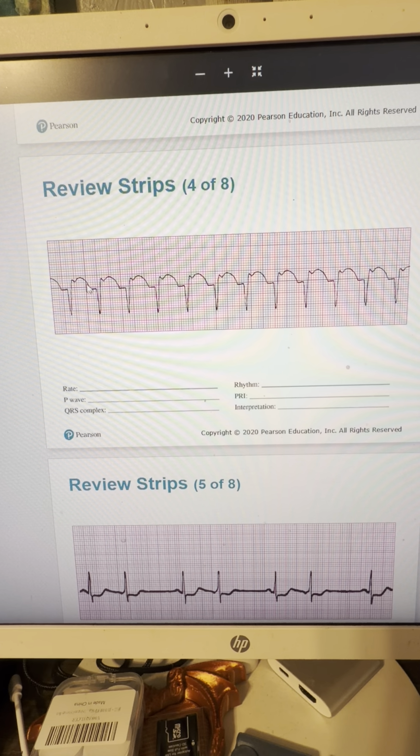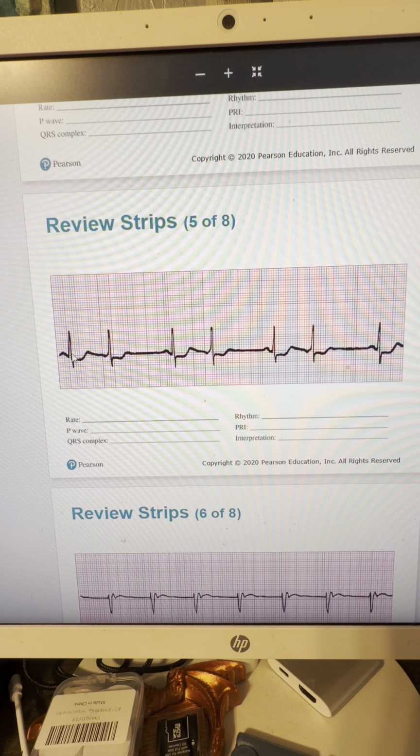This one here, no discernible P waves. The rate is over 100, so this is junctional tachycardia. This one, we have a P wave, QRST, can't really find a P wave there. And then P, PJC, P, PJC, P. So it's bigeminal.